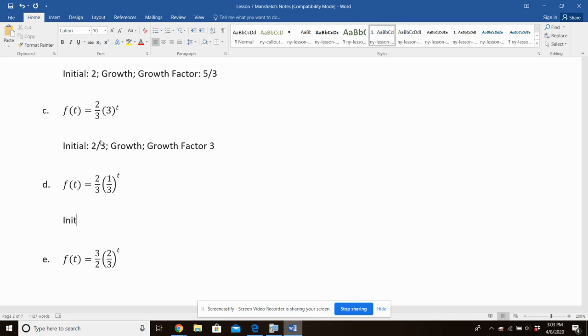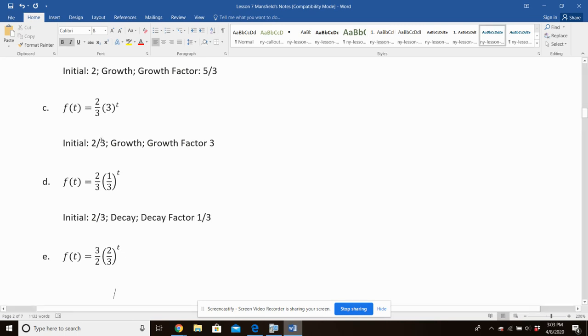All right, for this next one, the initial value is 2/3 again. It is a decay because the number in the parentheses is less than 1 or trapped between 0 and 1. And the decay factor is whatever that number is, in this case 1/3.